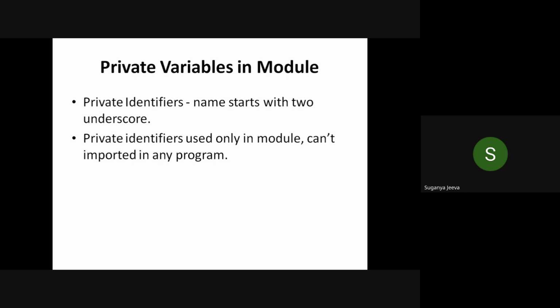We also have a built-in function called dir. If I pass a module name into dir, it will return a list of names defined in that particular module. Likewise, we have the double underscore builtins module, which contains all the available built-in functions. Now we can see those in a program.